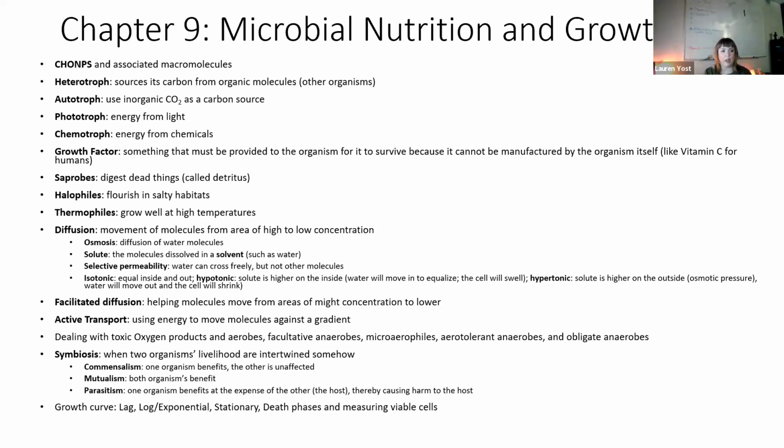Okay, so then we have growth factors. So we talked about growth factors. These are things that have to be organic molecules that have to be provided to an organism for them to survive because they cannot make it themselves. So my example was like with people and vitamin C, how you have to have it provided to you in your diet. You cannot make it for yourself.